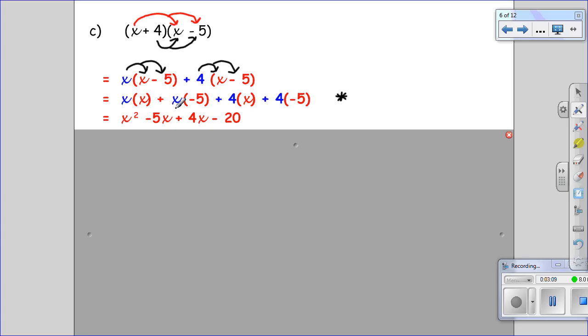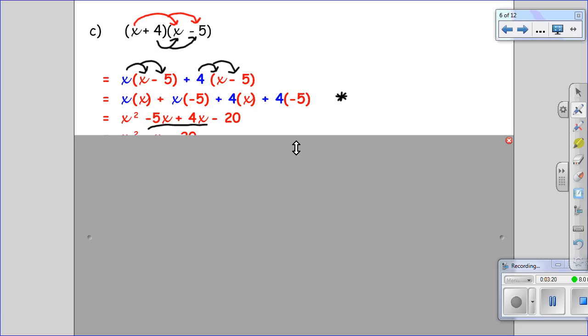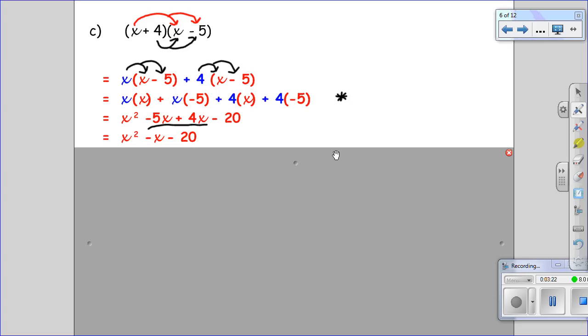X times x is x squared, minus 5x, plus 4x, minus 20. And you'll see right here, we have two like terms. So if I have 5 negative x's and 4 positive x's, I've got one more negative x to give us x squared minus x minus 20.